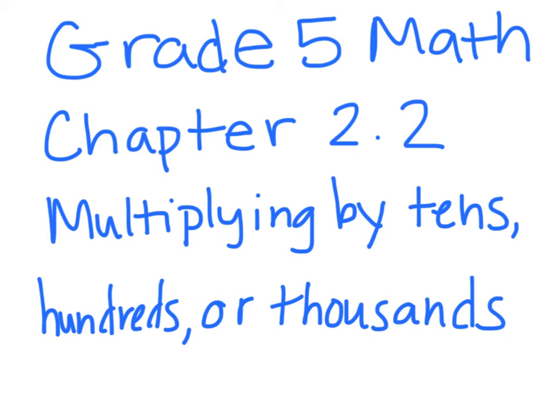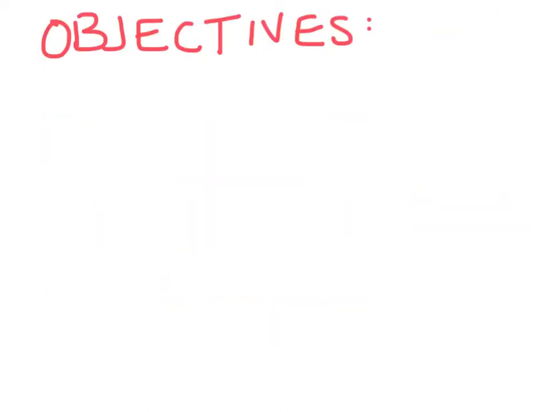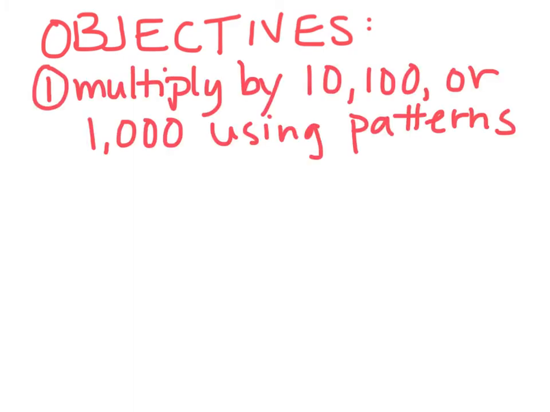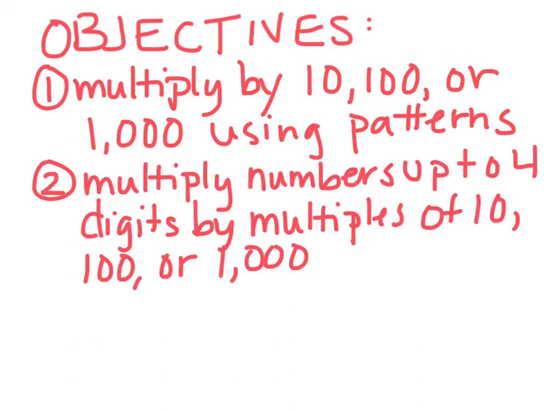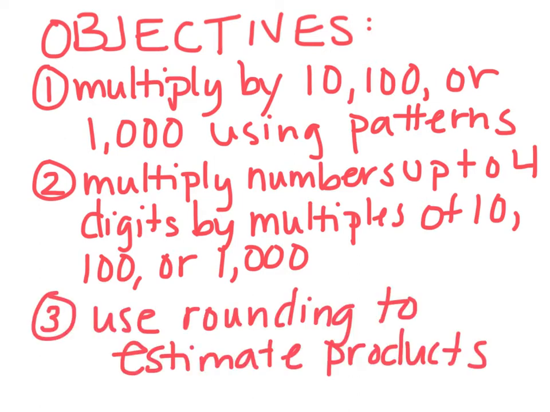Welcome to Grade 5 Math, Chapter 2.2, Multiplying by Tens, Hundreds, or Thousands. We'll be exploring three main concepts in this chapter. The first is multiplying by 10, 100, or 1000 using patterns. Next, we'll multiply numbers up to 4 digits by multiples of 10, 100, or 1000, and finally, we'll use our knowledge of rounding from the last chapter to estimate products.